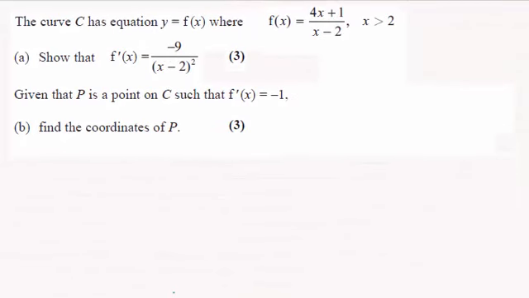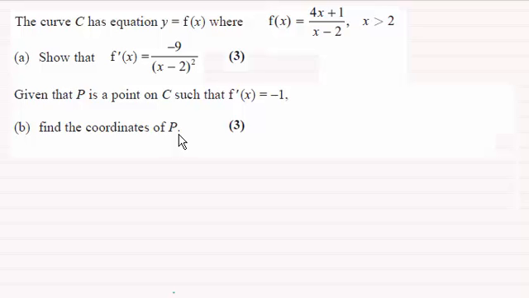Hi there. Now, for part B of this question, we're told that given that P is a point on the curve C with this equation here, such that f prime x, or f dash x, equals -1, we've got to now find the coordinates of the point P.